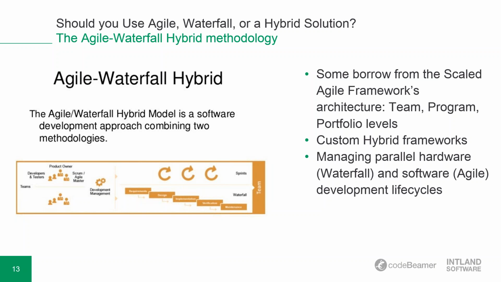So in this context, waterfall might be used to engineer and manufacture hardware, while agile may be used for the development of the software. So the two components are developed in parallel and are integrated in the final product. So it is a brilliant example of how to work with a hybrid methodology. Hybrid allows for the combination of the two, supporting the parallel management of waterfall-based hardware and agile-based software development life cycles.